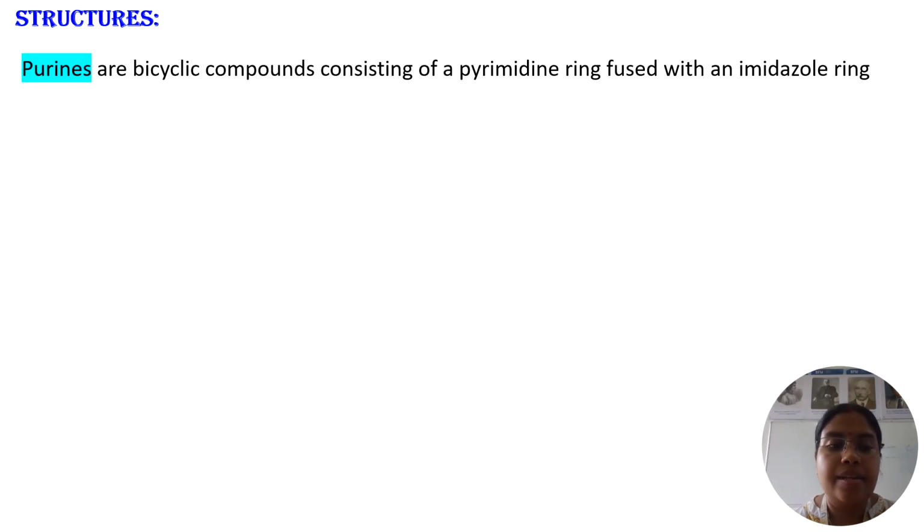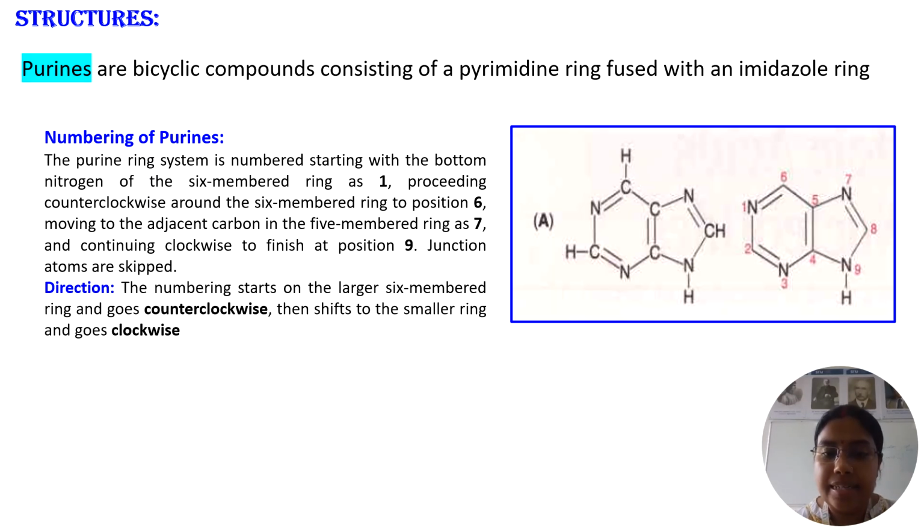The purines are bicyclic compounds consisting of a pyrimidine ring fused with an imidazole ring. That is the purine. In this purine, the pyrimidine ring is fused with an imidazole ring.